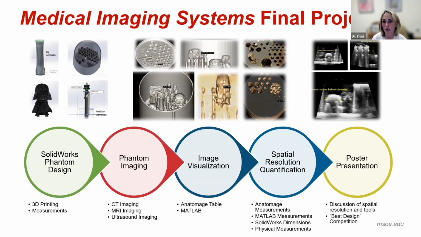Students get very creative. They put a Darth Vader, and sometimes they have Eiffel Towers and things like that. And they make them of various sizes and diameters and different volumes and so on. So you can even see there's a set on the far right in the top panel, a set of ultrasound images where you can even recognize a Darth Vader, which is really quite impressive. Not easy to scan these types of things using ultrasound.